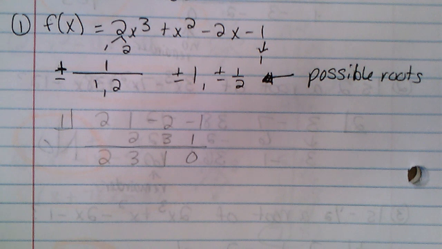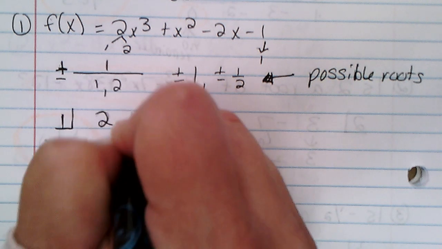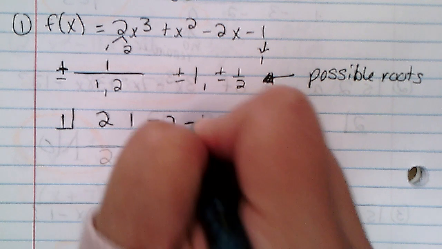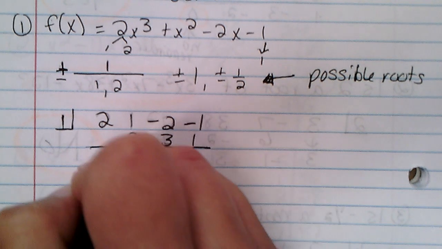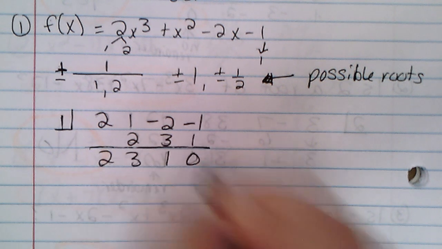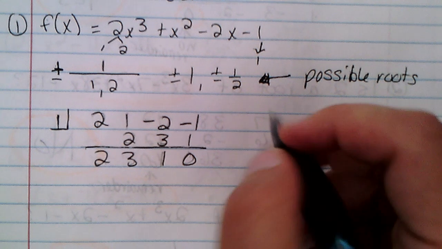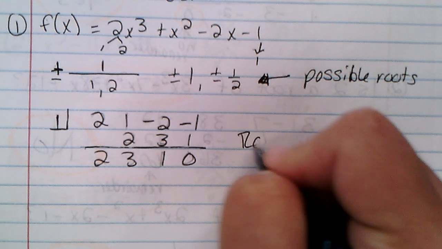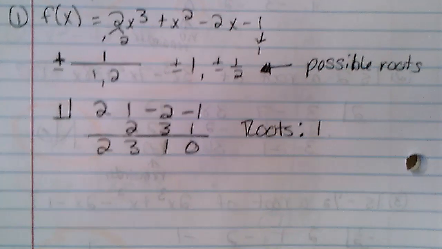Now I got really, really lucky this time, so I'm going to go ahead and cover this up in pen. It worked. The first number I picked worked. Do not always expect that to happen. It will not always work that way. Since I got the remainder of zero here, 1 is a factor or a root. So my roots are 1, and then we're going to check for other roots.